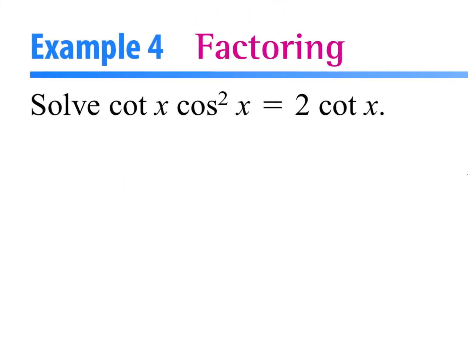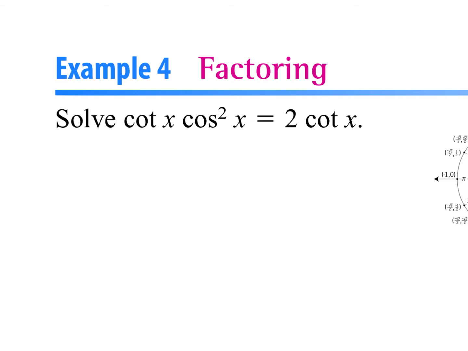All right, look at this one. Where would we even begin here? Where should we begin, you think? Should we, if we're factoring, try and get everything on one side? Yeah. Okay, so let's just do that. Let's just move everything over. A cotangent of x times cosine squared of x. When I move 2 cotangent of x over, it becomes what? Negative 2 cotangent of x equals 0.